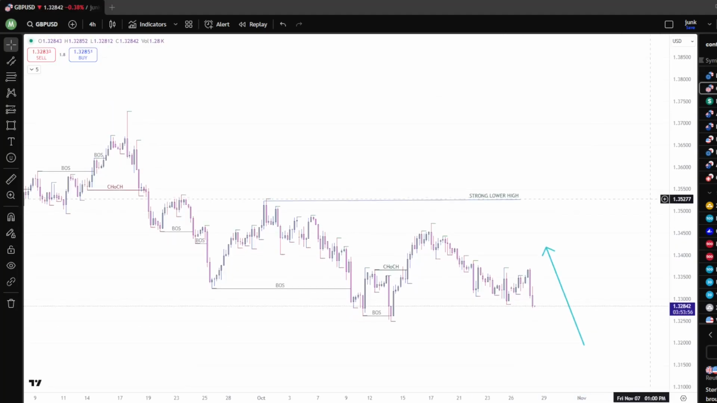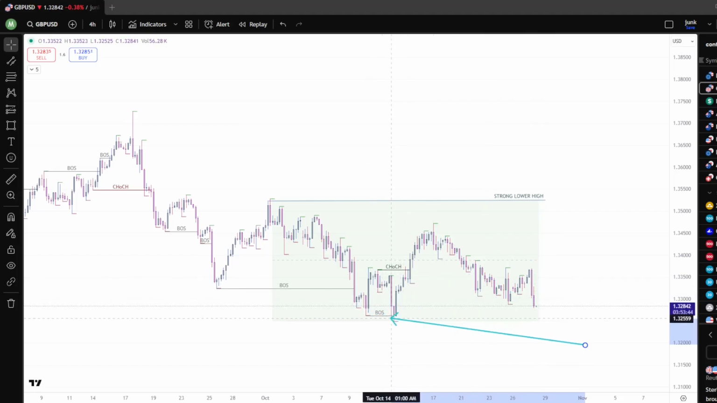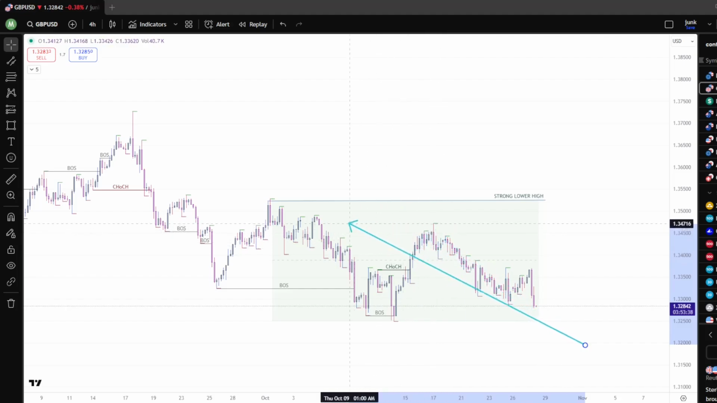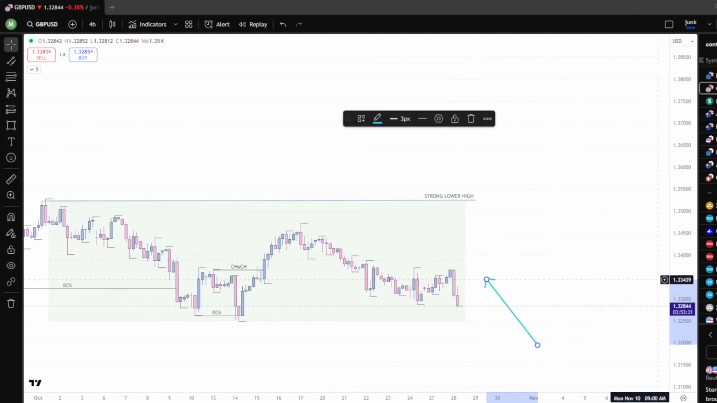GBP USD, let's go and map over the current range. Of course, a lot more bear swing structure. Out of that double bottom, buyers pushed, broke structure to the upside, came back up into premium, took out some of the liquidity, and then the sellers have been able to push prices back down.